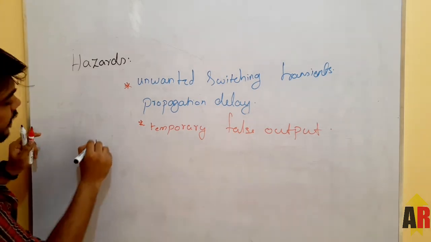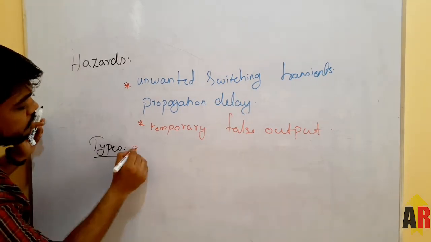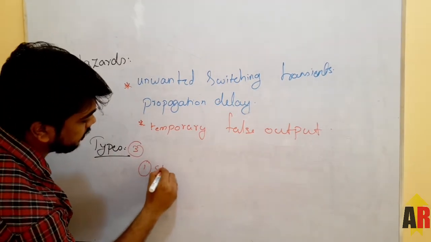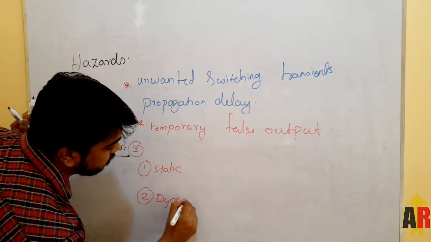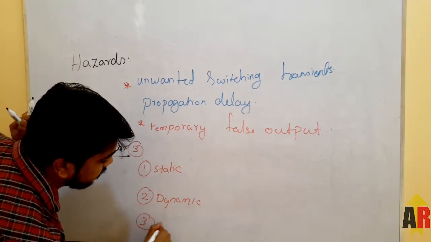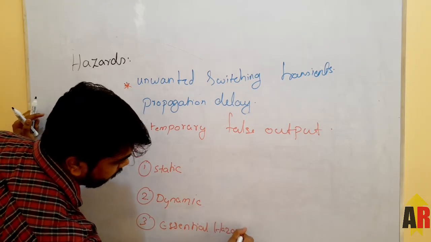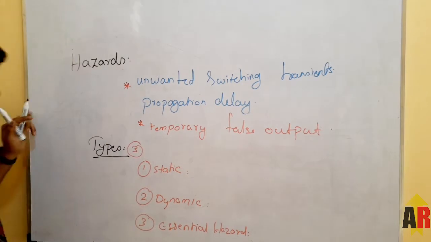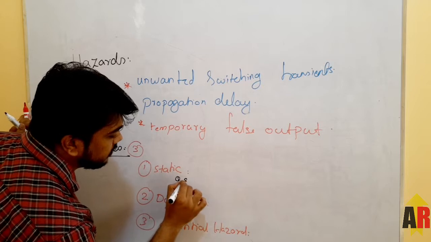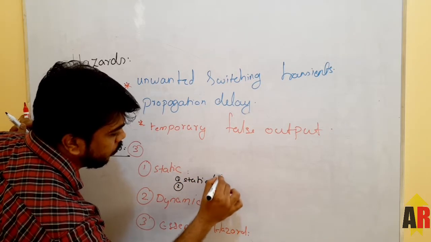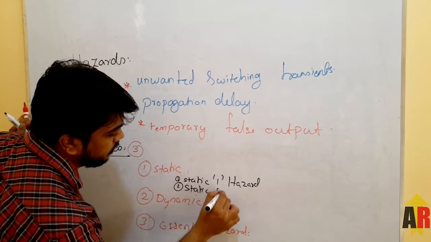So now we can see the types. There are basically three types available for it. First one is static hazard. Second one is dynamic hazard. Third one is essential hazard. Okay. So this static hazard is further divided into two types: one is static 1 hazard and another one is static 0 hazard.